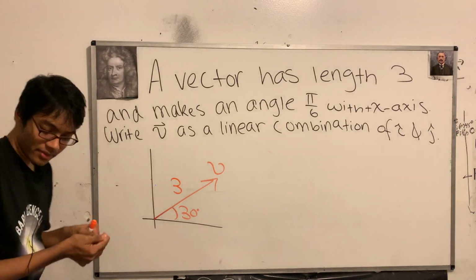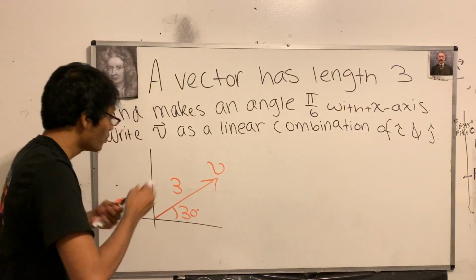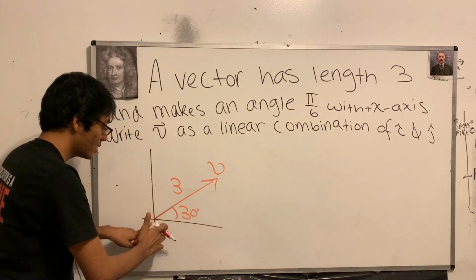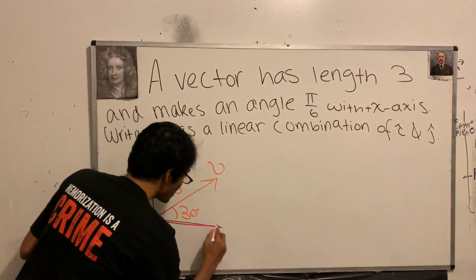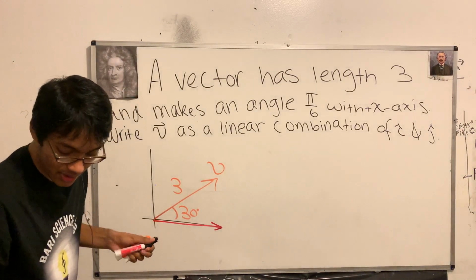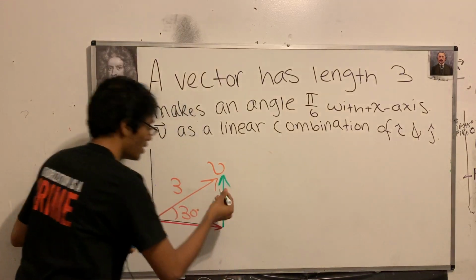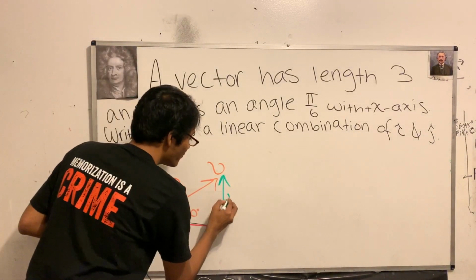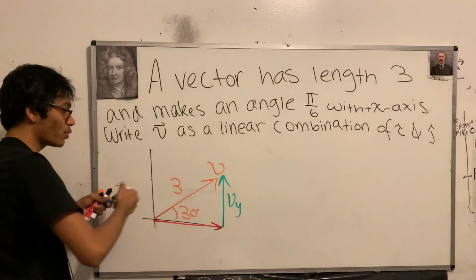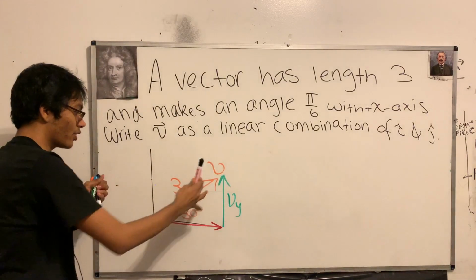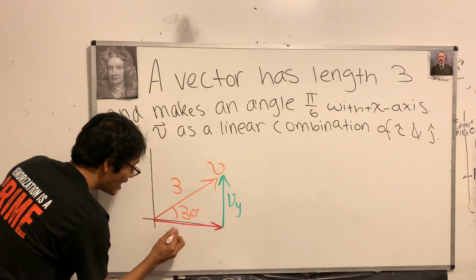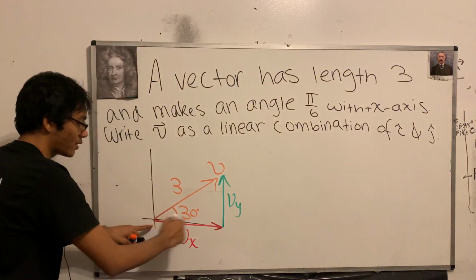Well, if you recall, we can use the trigonometric functions to find the x component of our vector, which I've shown in red, and the y component of our vector, which I've shown in green. So we can find vy, the y component, the vertical component, and vx, the horizontal component that goes this way.